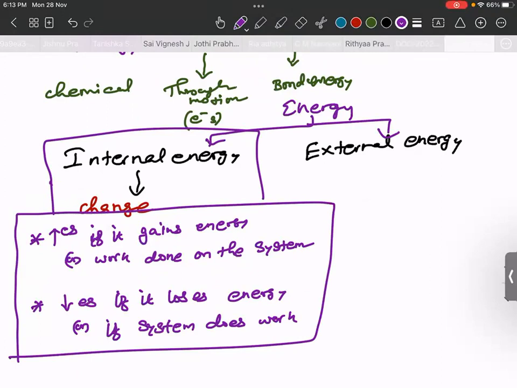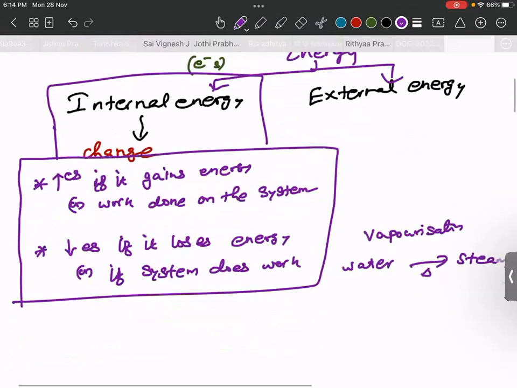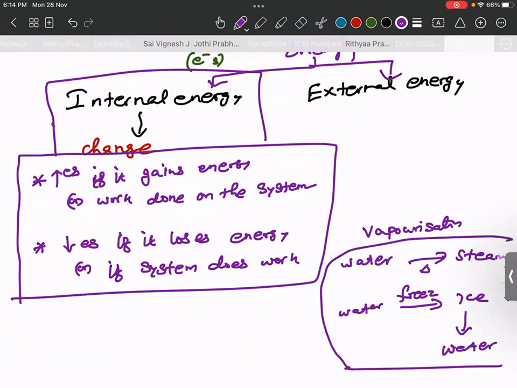You can tell some other example, an example from day to day life. Let me give an example: vaporization. You take water and heat it, it becomes steam, water vapour. In the same way, you take water and freeze it, then it becomes ice. And you take ice and put it in water, it becomes water. So now you tell me with this example, when does internal energy increase, and when does the system do work?